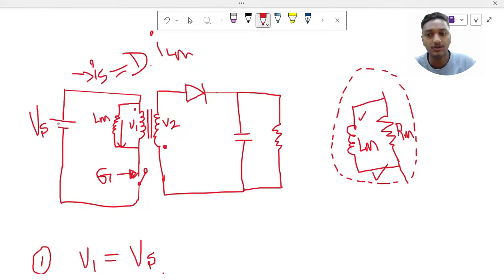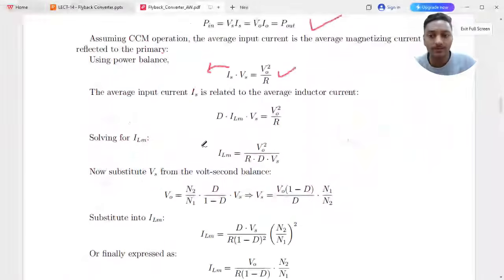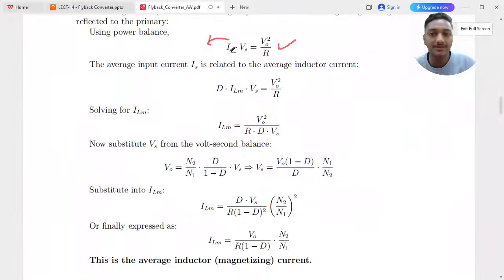That is because when the switch is on, only at that time will the Is flow. But this ILM will be circulating here. So I can write Is equal to D ILM, right? The same thing I have written down. I have just replaced the Is with D ILM, and this Vs is there, and on the output side V0 square by R is there. From that I have derived the ILM expression.